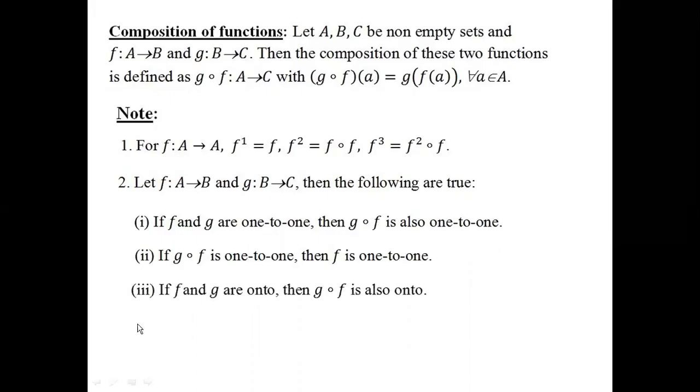Third one, if f and g are onto, then g composition f is also onto. So from the first and the third one, if f and g are 1 to 1, then g composition f is also 1 to 1. If f and g are onto, then g composition f will also be an onto function. If g composition f is onto, then g is onto. So these are some of the important points that we have to know if f is a function from A to B and g is a function from B to C.